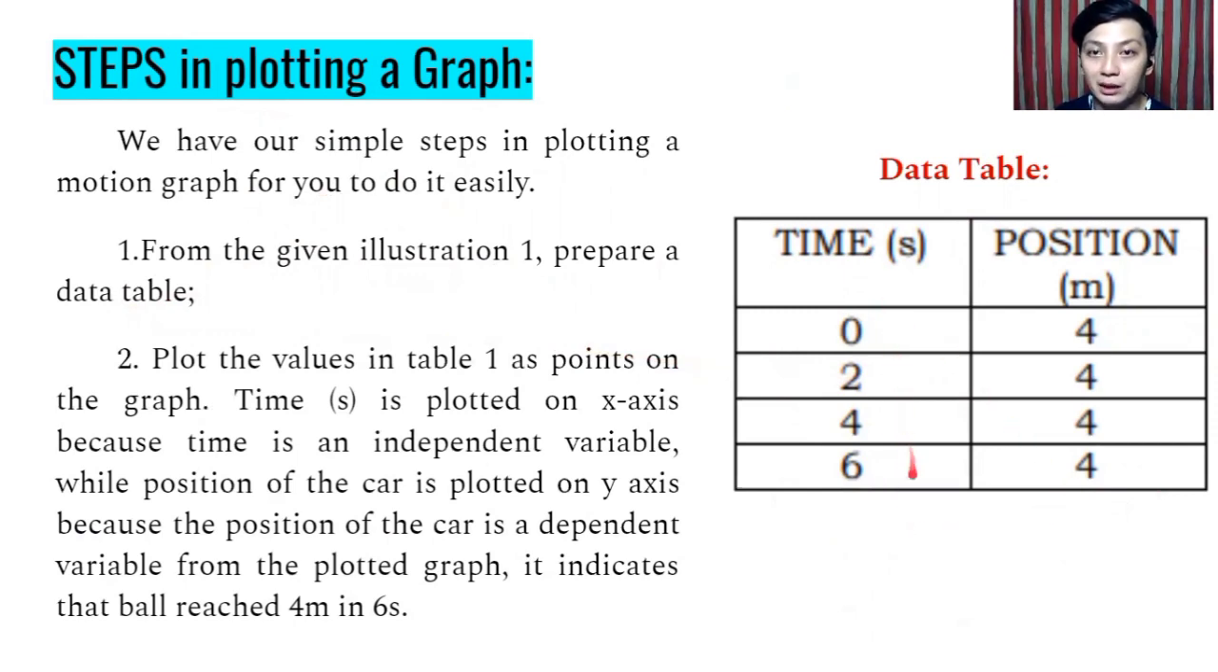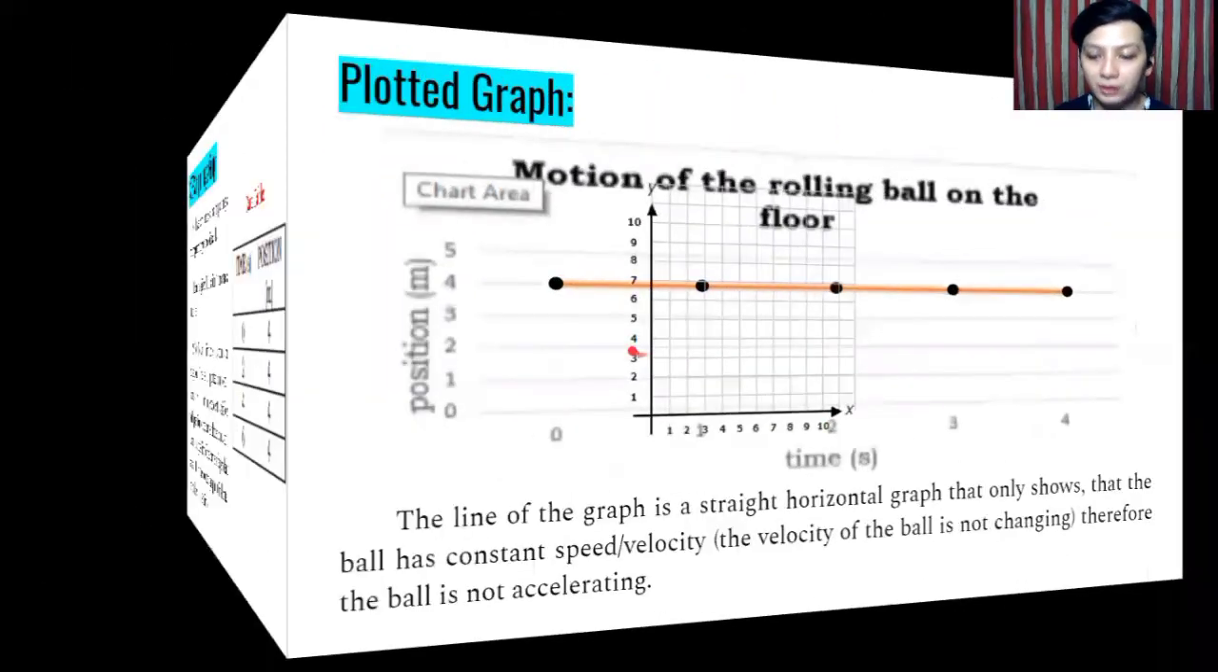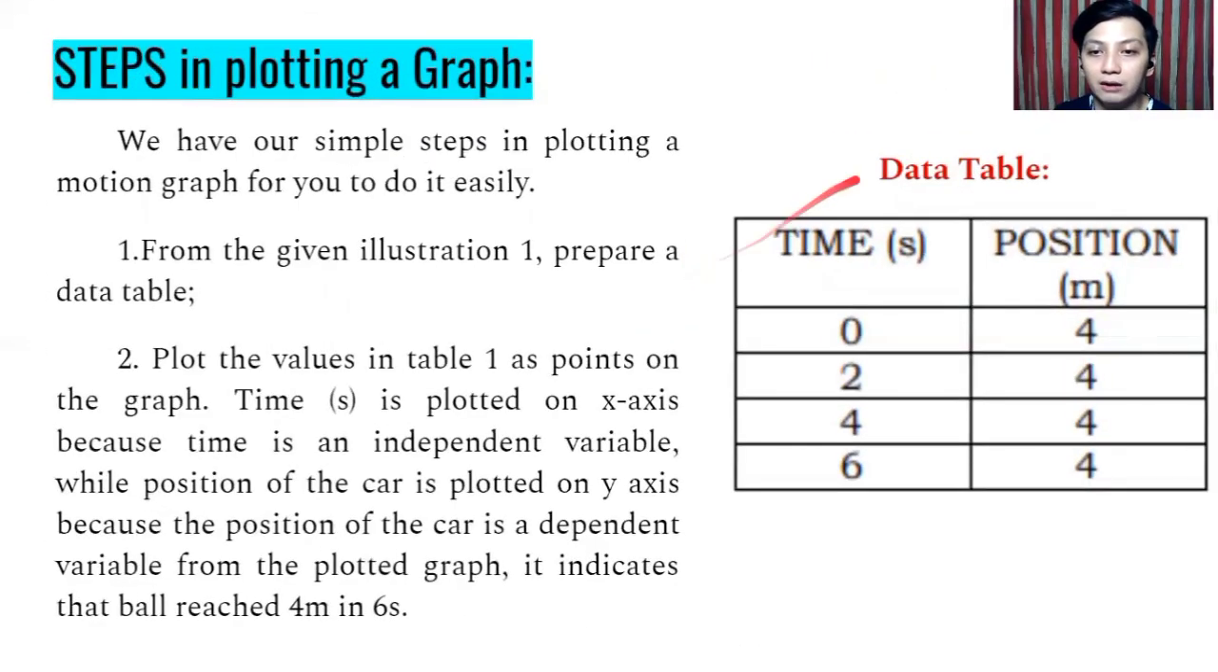The first column is for time, which is 0, 2, 4, and 6. Then position, meaning to say them in meters: 4, 4, 4, 4. So we have 0 seconds, 4 meters; 2 seconds, 4 meters; 4 seconds, 4 meters; 6 seconds, 4 meters.